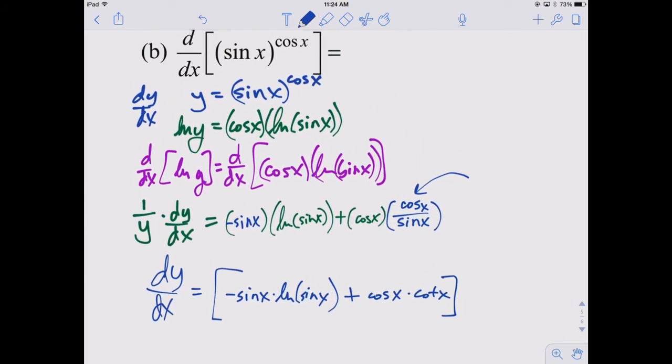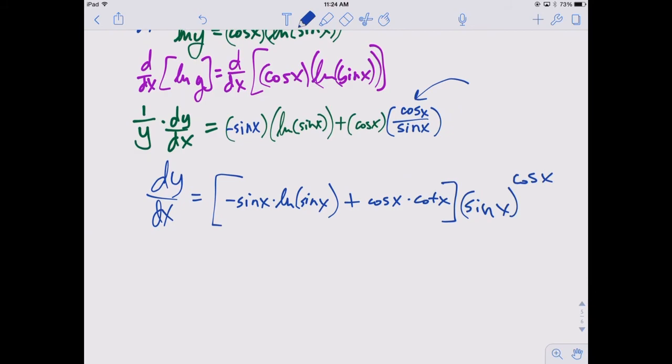Now, here's definitely where we don't want to just leave it as y because we introduced y into the problem ourselves. Not that it was given and it was explicitly solved for y, but y was just a temporary variable that we used to take the derivative. We're after dy dx, so instead of putting a y here, I'm going to put what y is equal to, which is sine of x raised to the cosine of x power.